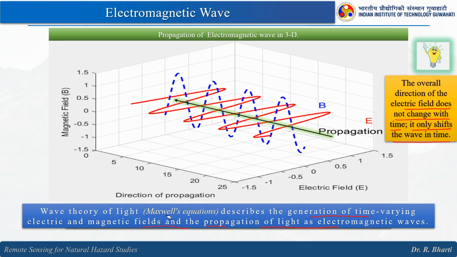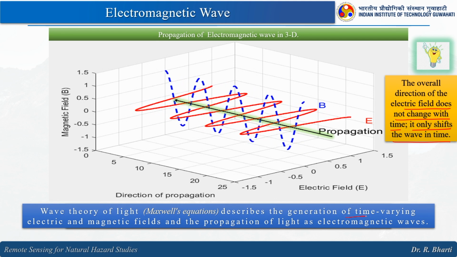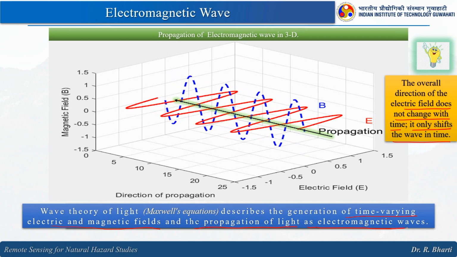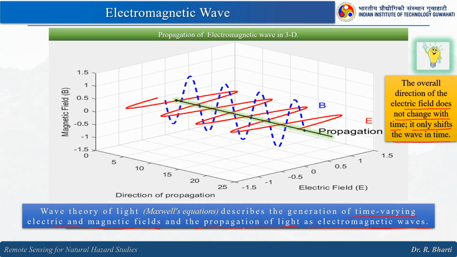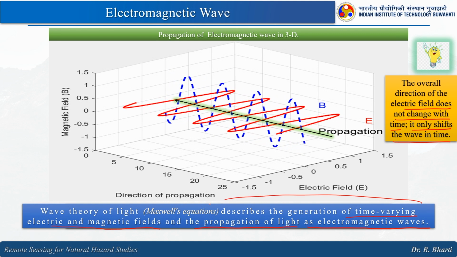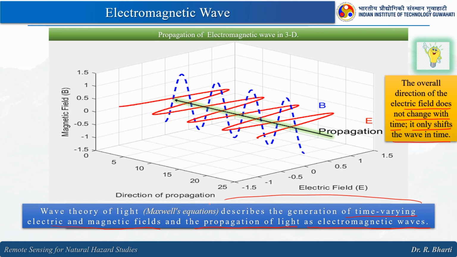So, it is basically the Maxwell equations that describe the generation of time varying electric and magnetic fields and the propagation of light as electromagnetic waves. This is the basis of remote sensing, and particularly for microwave remote sensing, you need to understand how the waves are generated, what the different fields are, and how we are utilizing them in microwave remote sensing.